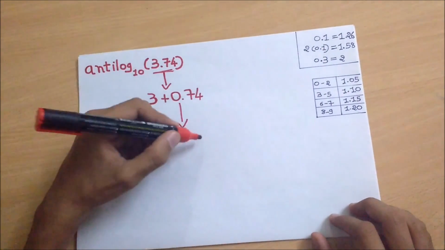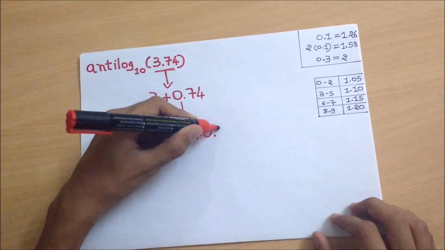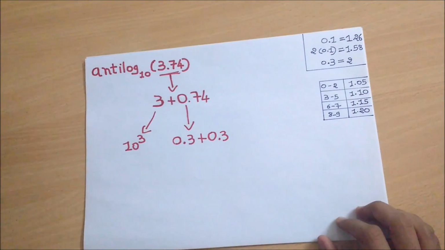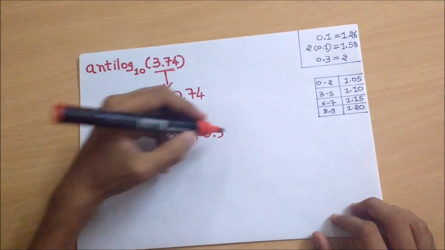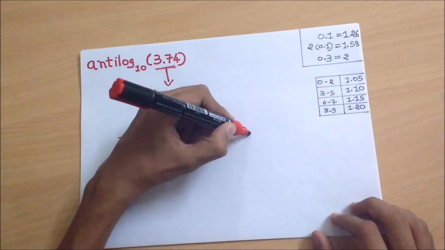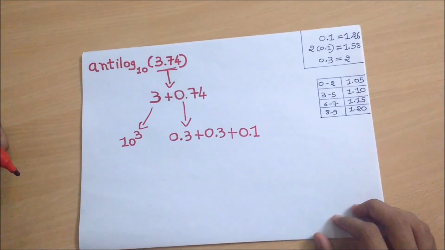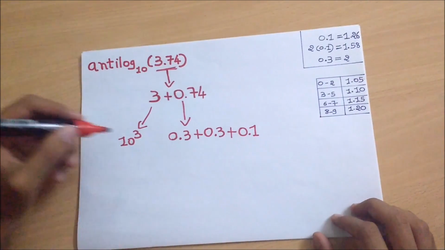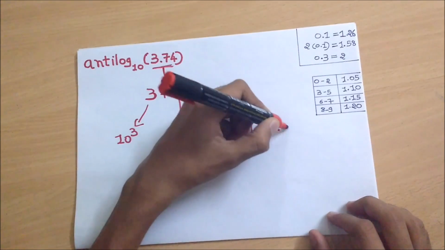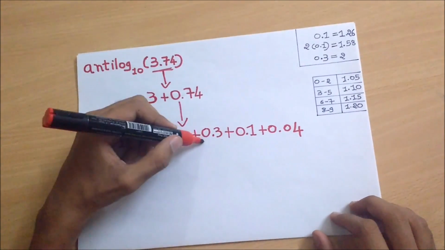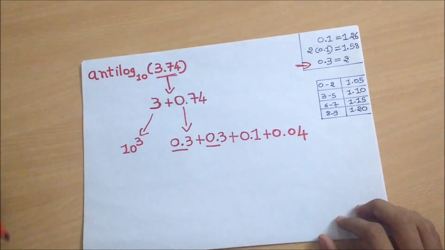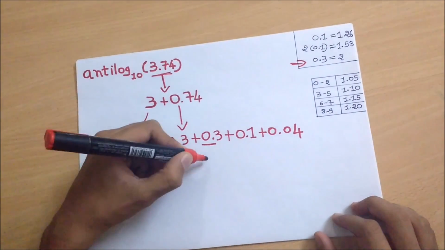Here we can use 0.3 two times. Now we will break the remaining part with 0.1. So we can write 0.74 as 0.3 plus 0.3 plus 0.1 plus 0.04. Now we will replace 0.3 with 2 and 0.1 with 1.26.